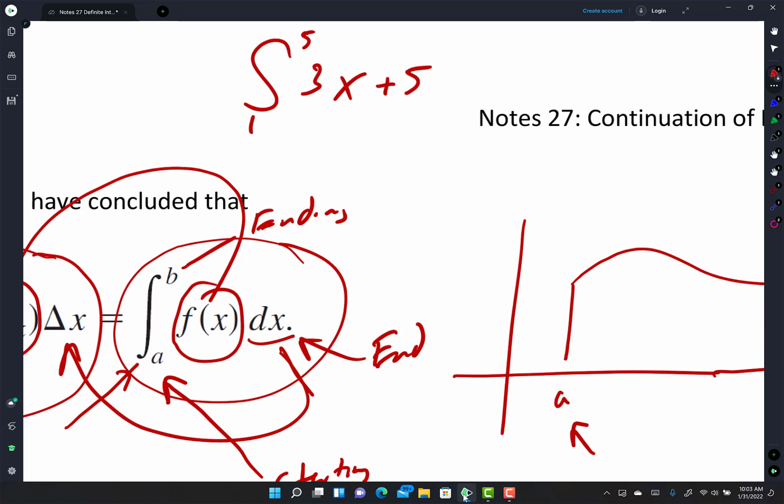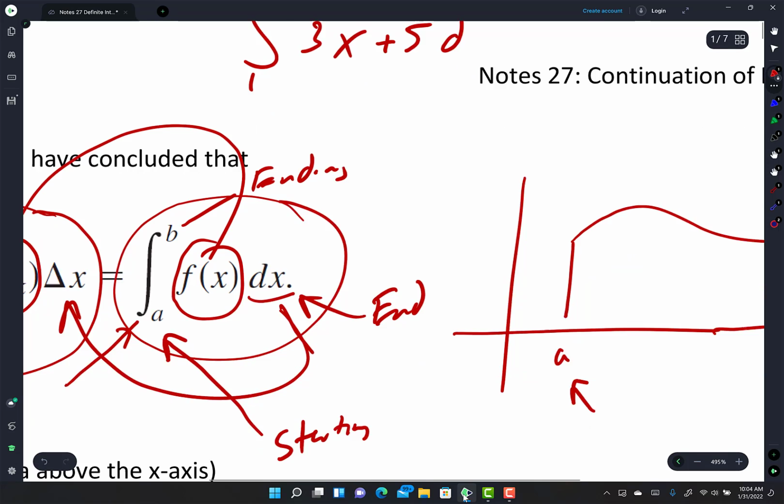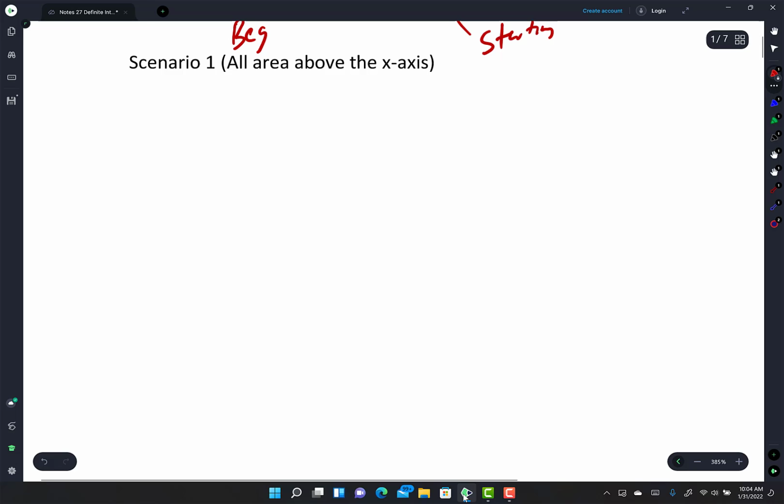Does that make sense? It's always width times height, width times height, width times height. So you've got to have that dx. Sometimes they let it go, sometimes they don't. It just depends. So if I were you, just do it the correct way. Does that make sense, guys? Okay. So there it is. And now let's talk about our scenarios.